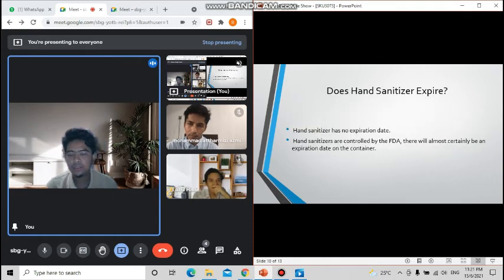Next we proceed to the questions that are commonly asked about hand sanitizer. The first question is, does hand sanitizer expire? The answer is, hand sanitizer has no expiration date. This is because hand sanitizers are controlled by the FDA. There will almost certainly be an expiration date on the container.